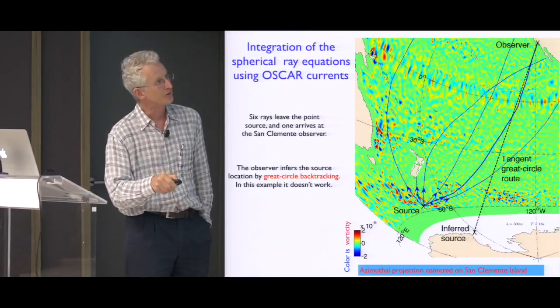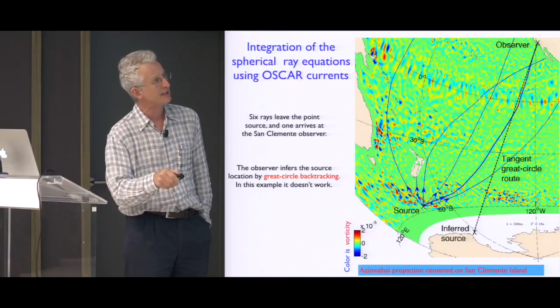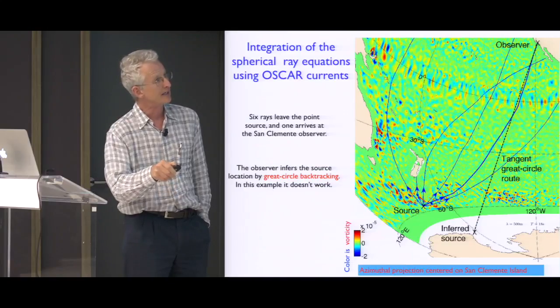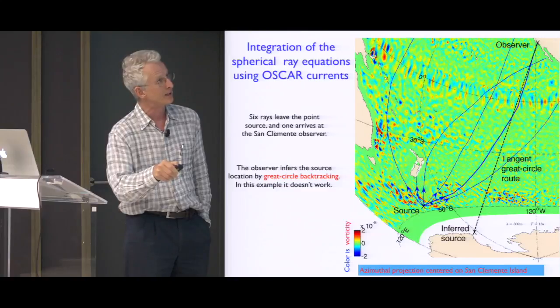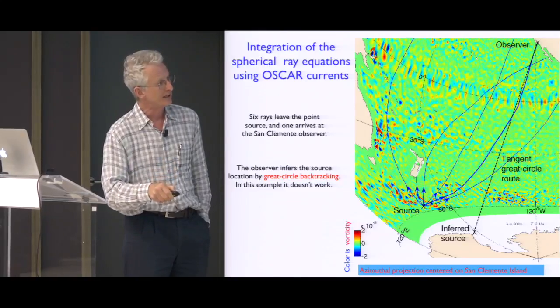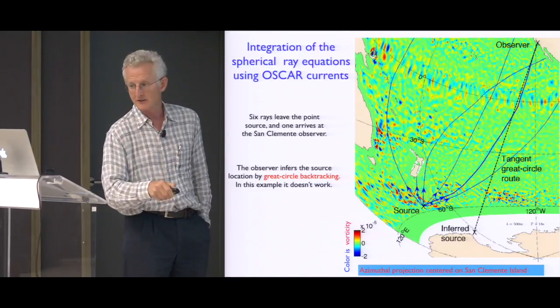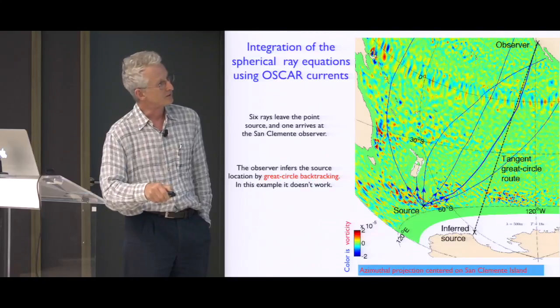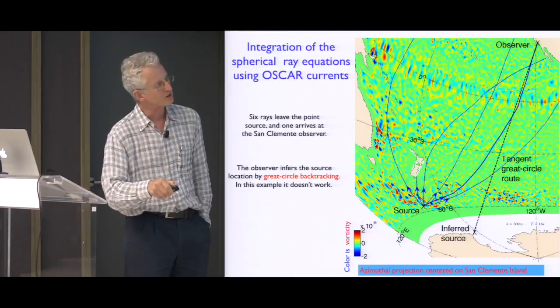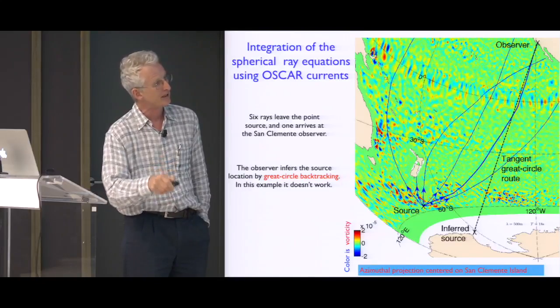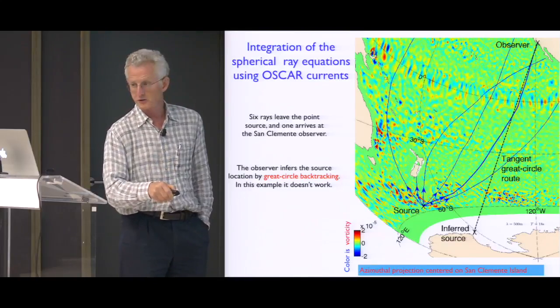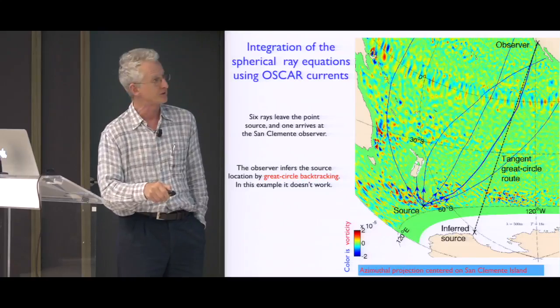Okay? So you can see it's taken a path which is very far from a great circle. It comes into the observatory, and if you backtrack along a great circle, you draw the tangent to that path, and you end up on the ice. So this is an illustration where the deflections produced by the surface currents produce a source which you would put on Antarctica, according to this figure.